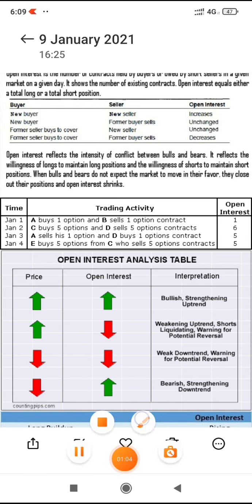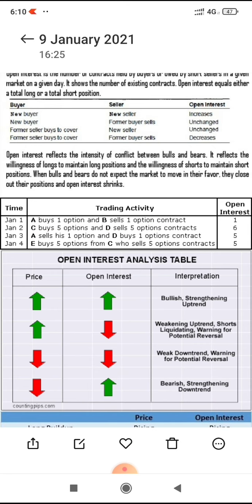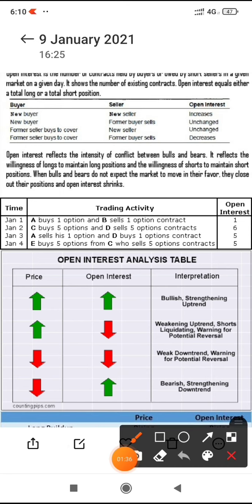Let's say here is an example of the trading activity on January 1. A buys one option and B sells one option contract. So for A, B is the seller, and for B, A is the buyer. Options buying and selling happens between two participants, right? There is always a buyer and always a seller. So in that case, the open interest becomes 1. On the next day, C is another person who buys 5 options and D is another person who sells 5 options. So that becomes 6. So 6 is the open interest, and again the open interest increased here.